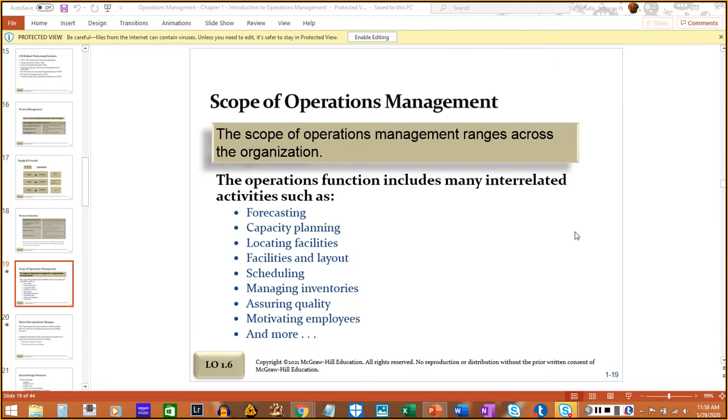Managing inventories. Incoming materials may need to be stored before an item can be produced. So it needs to be stored somewhere, and you have to find out where it's stored and what level of inventory you're going to have, and when it is going to be time to purchase more of the inventory. You need to know that type of information.